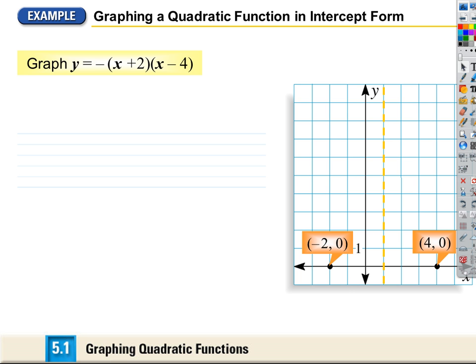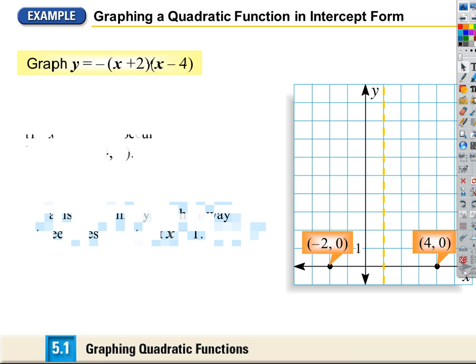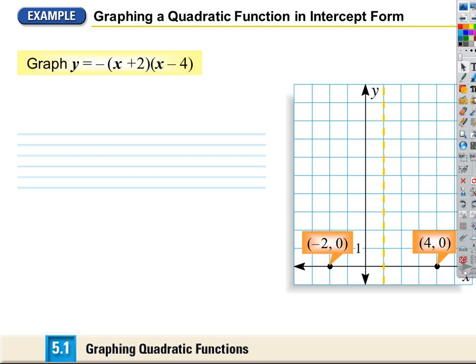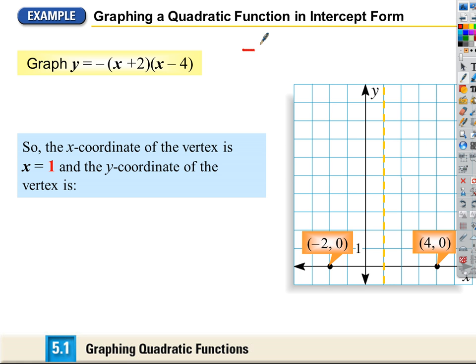Did I skip through that? Maybe I did. I can write it down. Well, it didn't show us that, but that is the way to do it. We'll just average the two, so we would just take negative 2 plus 4 divided by 2, just gives us 2 over 2, which is 1. So x equals 1 is the middle value. That's the x coordinate of the vertex.